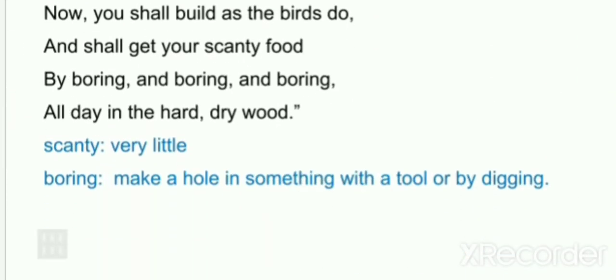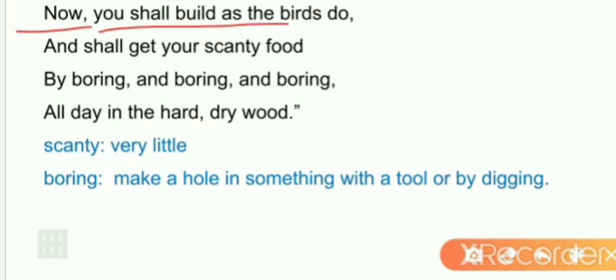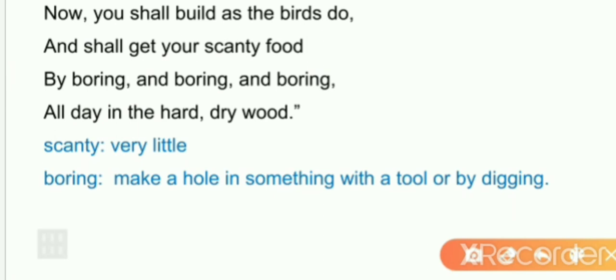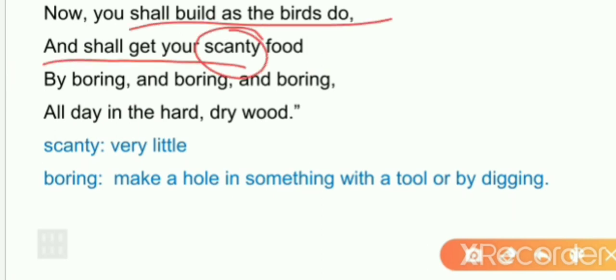So let's move on to next stanza. Stanza number 13. Now you shall build as the birds do, and shall get your scanty food by boring and boring and boring all day in the hard dry wood. Now here when Saint Peter became angry, he cursed the woman and said, You shall build as the birds do, एंड शेल गेट योर स्कैंटी फूड. मतलब अब तुम जैसे बर्ड्स करती हैं वैसे ही करोगी. विल गेट योर स्कैंटी मीन्स दैट लिटिल फूड.